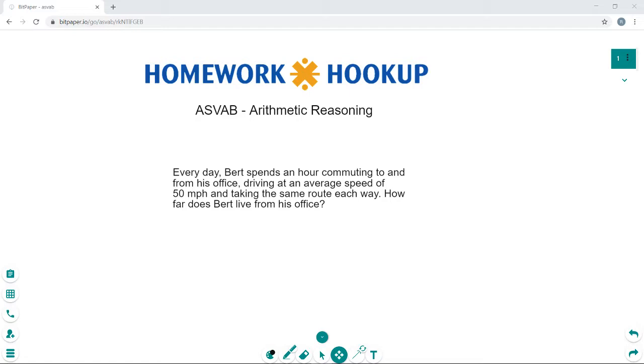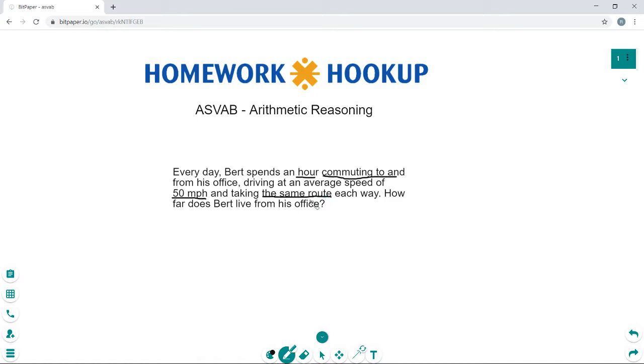Okay, so what I like to do with problems like this is, let me switch to pen mode. There we go. First thing I want to do is highlight anything that might be important. So the fact that it takes an hour, that's important. Commuting to and from work, that's definitely important. How fast he's going, 50 miles per hour. And then we also want to take into account that it's the same way to and from. Okay, very good.